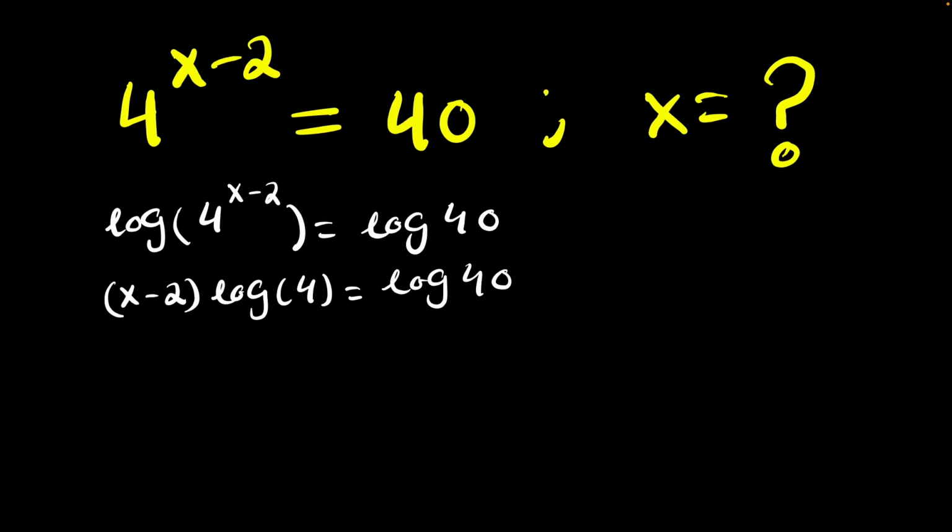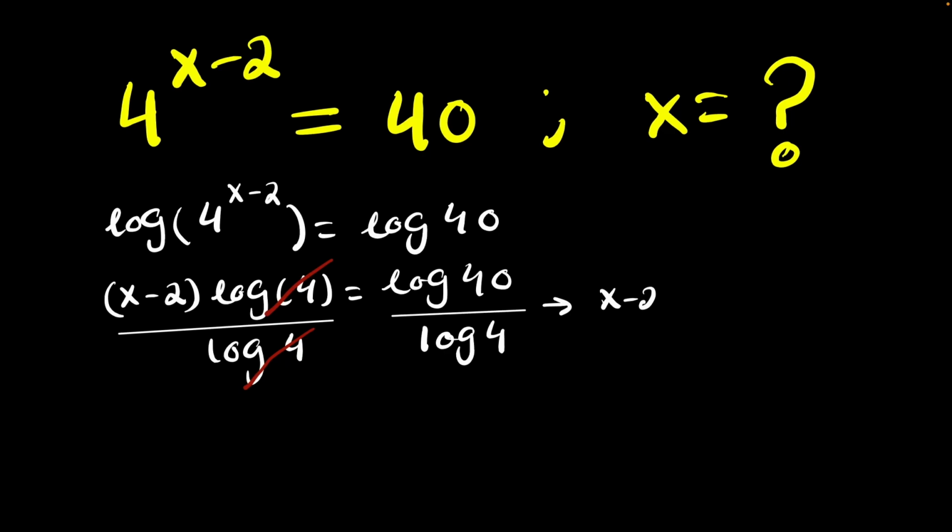Then I'm going to divide log of 4 on both sides of the equation. On the left side, log of 4, and on the right side as well, log of 4. Now I can cancel out this log of 4 with log of 4, and we will have x minus 2 is equal to log of 40 divided by log of 4.